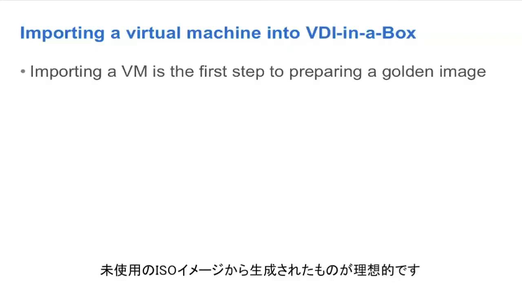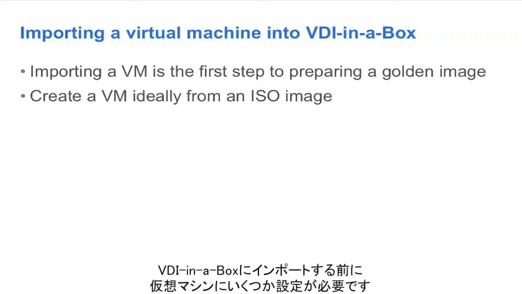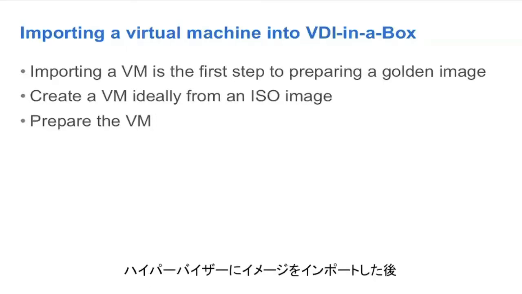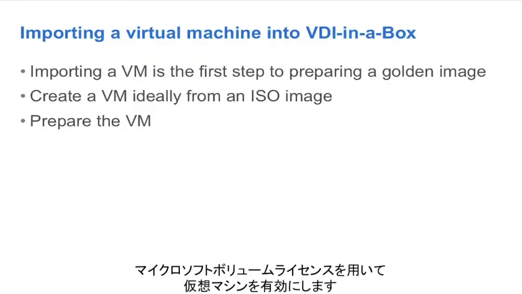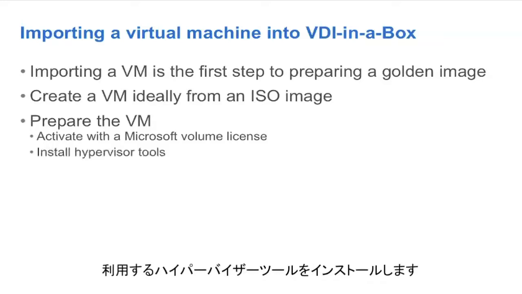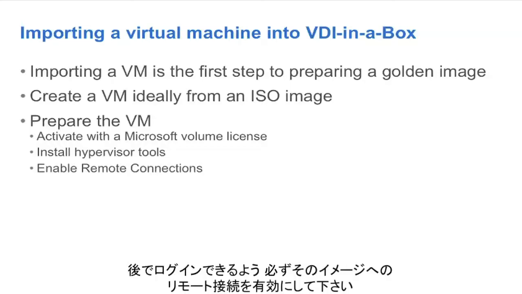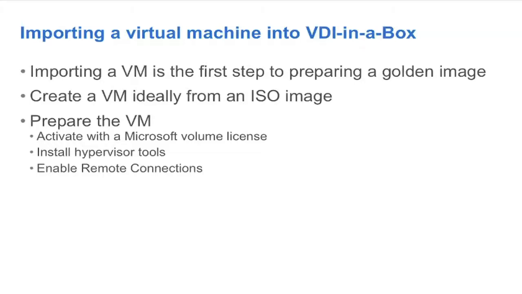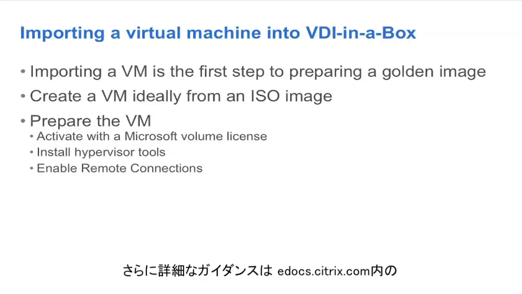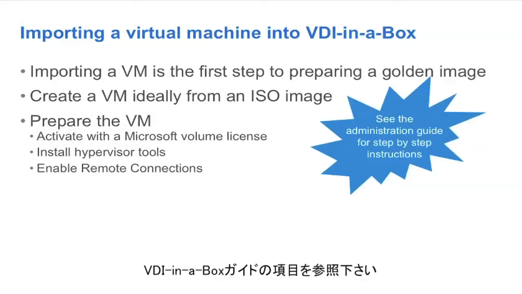This should ideally be created from a pristine ISO image. You will need to make a few configurations before importing into VDI-in-a-Box, so let's quickly highlight how to configure a virtual machine for import. Once you have imported your image into the hypervisor of choice, you will need to activate the VM using Microsoft Volume Licensing. You will also need to install the hypervisor tools, either XenServer tools or VMware tools, depending on the hypervisor that you are using. Lastly, ensure that you enable remote connections to this image so that we may log into it later. For more detailed instructions and a step-by-step guide, please see the VDI-in-a-Box Quick Start Guide available on edocs.citrix.com.